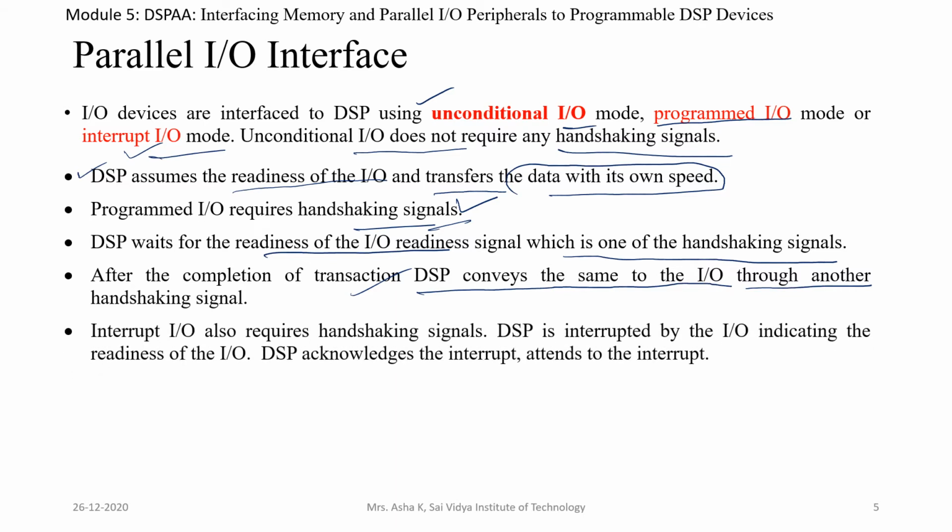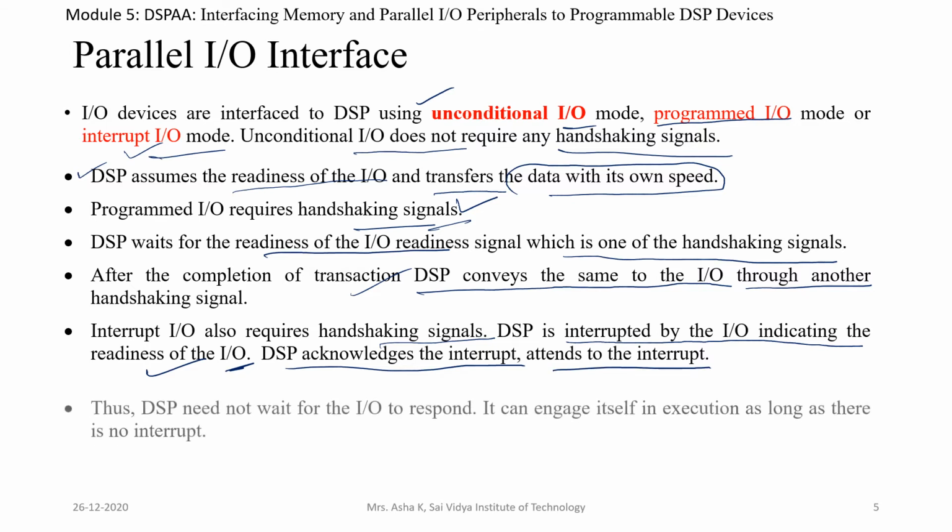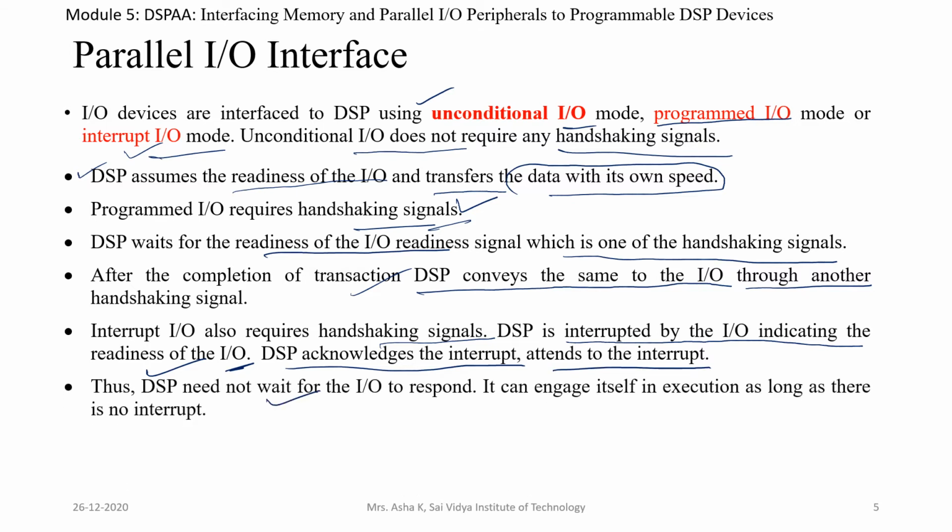The third one is the interrupt input-output mode. It also requires handshaking signals. DSP is interrupted by an input-output indicating the readiness of the input-output, and DSP acknowledges the interrupt and attends to the interrupt with priority. Thus, DSP need not wait for the input-output to respond. It can engage itself in execution as long as there is no interrupt. These are the three parallel input-output interface modes: unconditional, programmed input-output, and interrupt input-output mode.